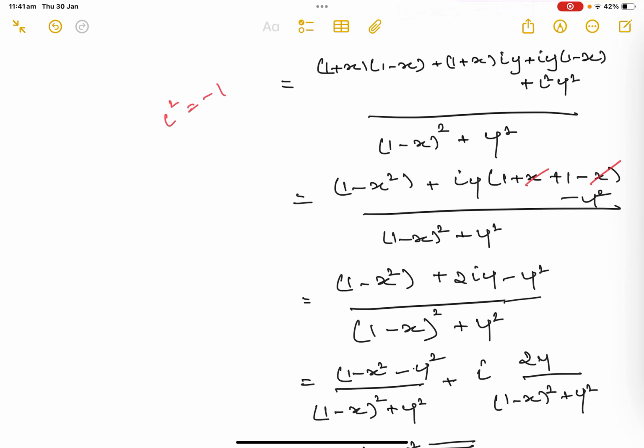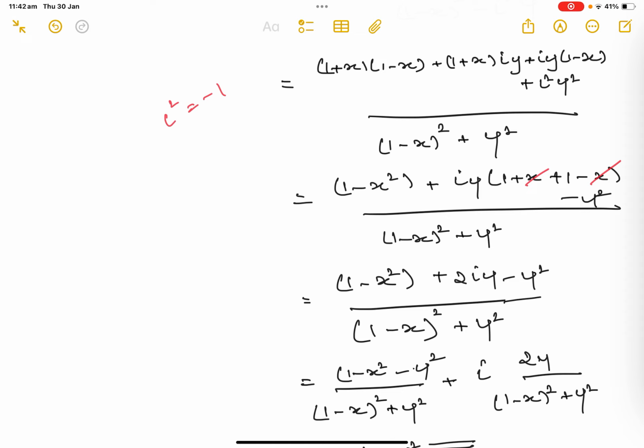The top one, if you look at it, 1 plus x times 1 minus x, a plus b times a minus b, so a squared minus b squared. So 1 squared minus x squared, so 1 squared is 1, so 1 minus x squared. Then if you take that iy as common, then 1 plus x, then 1 minus x. So 1 plus x plus 1 minus x.